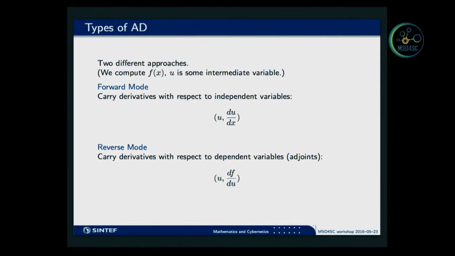And then there are two types of AD. There's a forward mode where you carry on with your derivatives with respect to independent variables. So your objects would, instead of being just a value u, be u and the derivative of u with respect to x. And the reverse mode, you carry derivatives with respect to the dependent variables, so it would be adjoints.